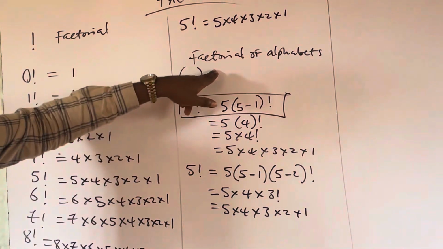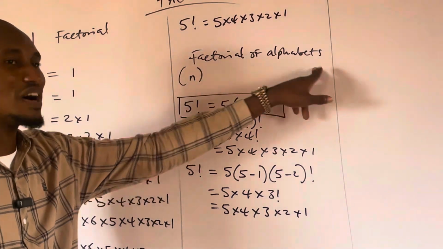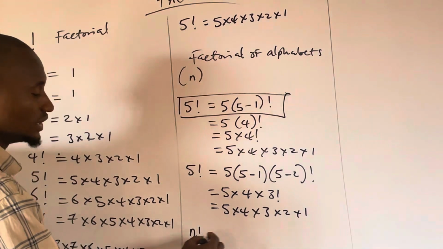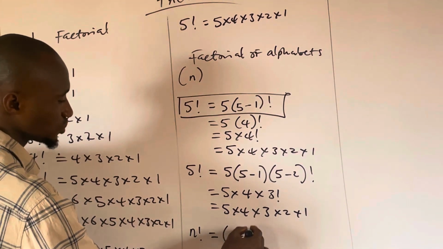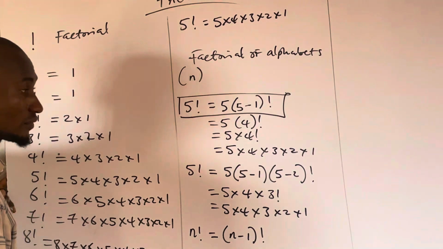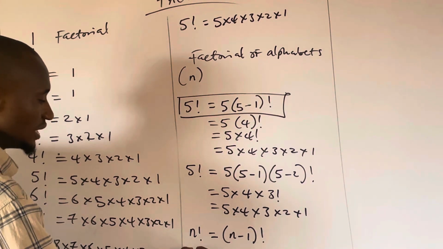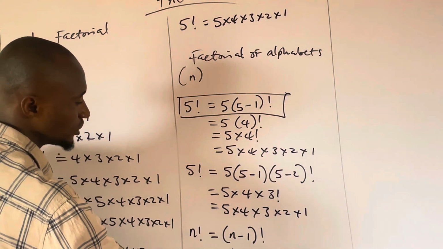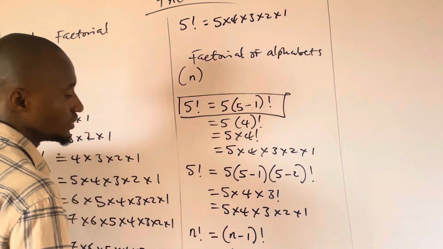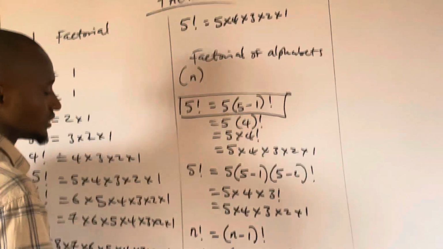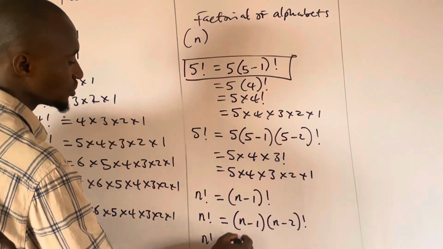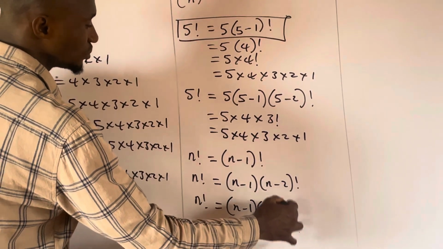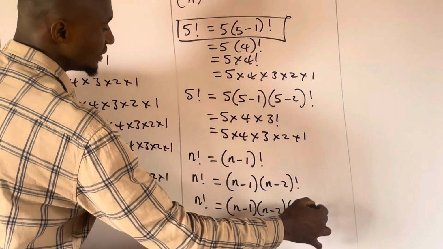Now, let's come down to factorial of alphabet. When we have n factorial, it is equal to n into bracket n minus 1 factorial. Again, n factorial also means n bracket n minus 1 bracket n minus 2 factorial. Do you get? Again, n factorial is also n into bracket n minus 1, bracket n minus 2, bracket n minus 3 factorial.